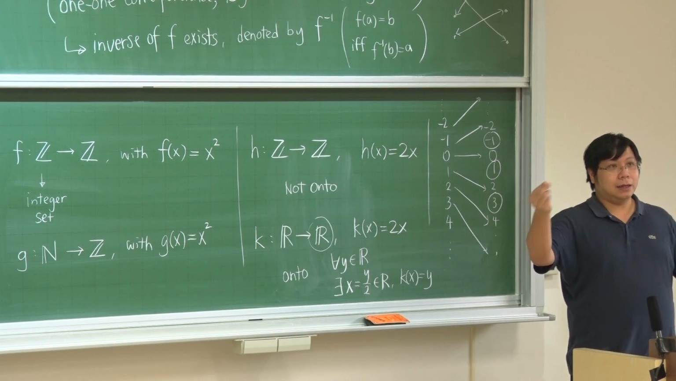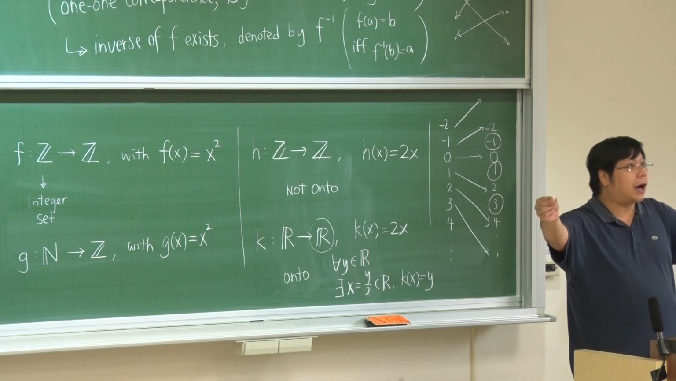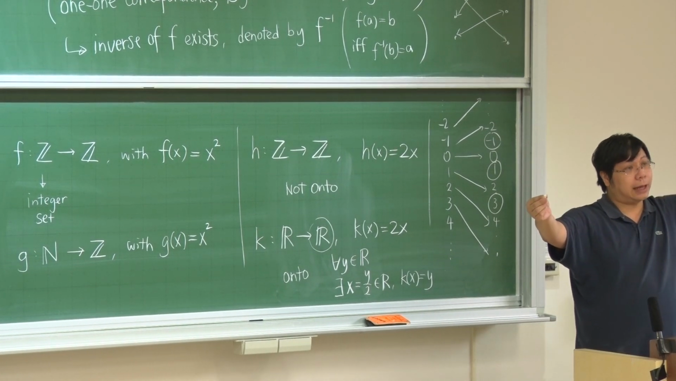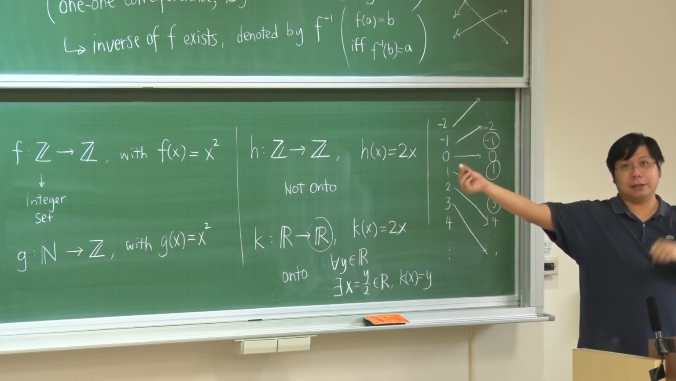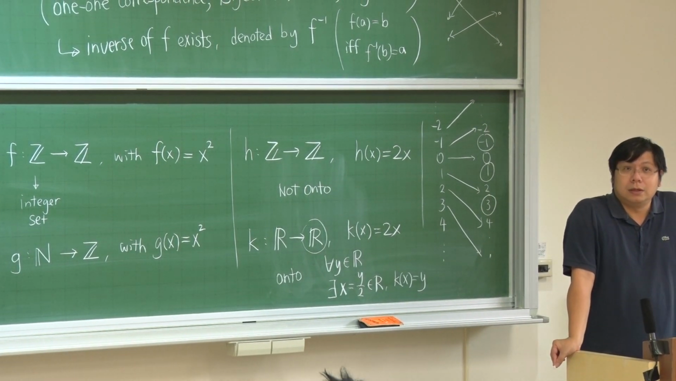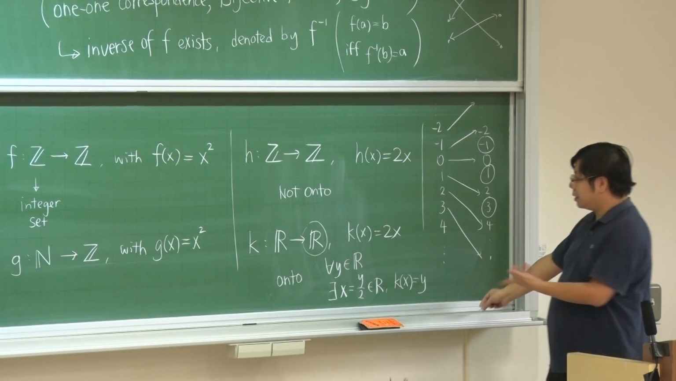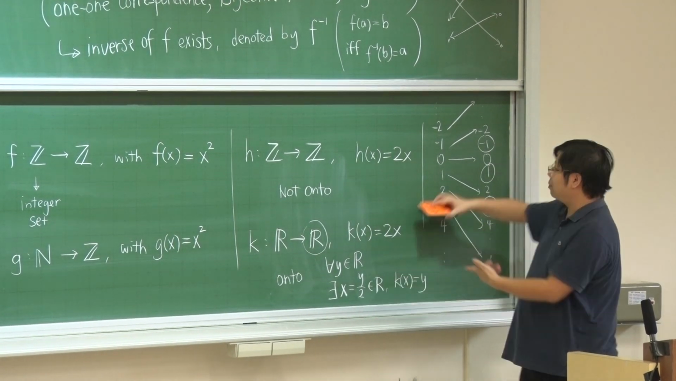You give me any y on the right-hand side, I can find somebody, let's call it x on the left-hand side, such that k of x is equal to y. Then in that case, this function will become onto. Is that okay? Okay. So basically what I'm doing here is like this.